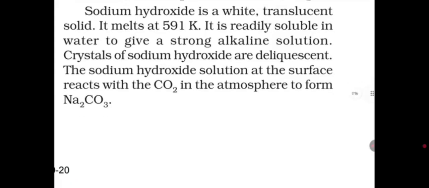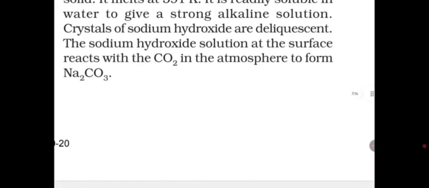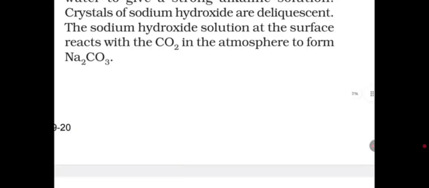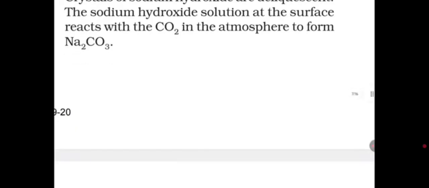Sodium hydroxide is a white translucent solid. It melts at 591 Kelvin. It is readily soluble in water to give a strong alkaline solution. Crystals of sodium hydroxide are deliquescent. The sodium hydroxide solution at the surface reacts with the CO2 in the atmosphere to form Na2CO3.